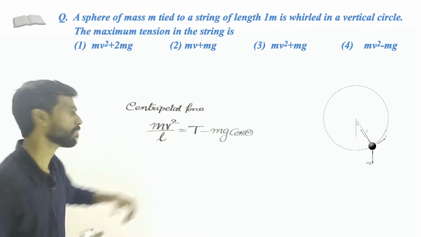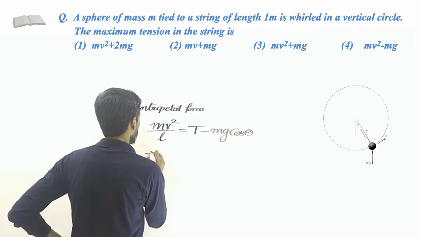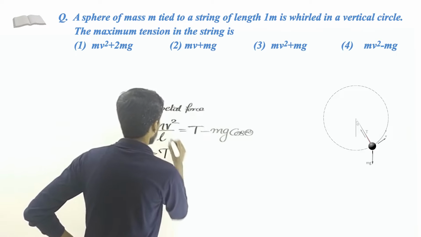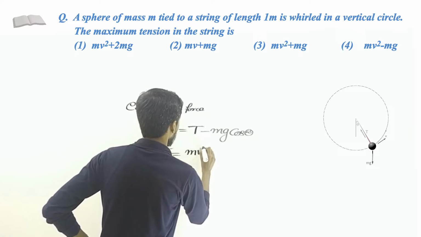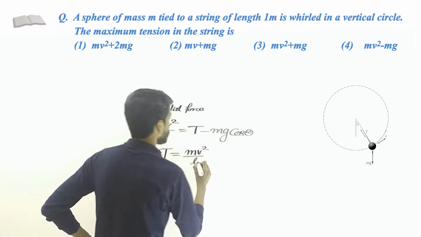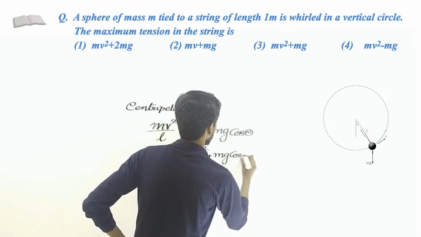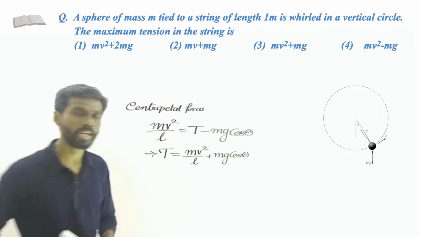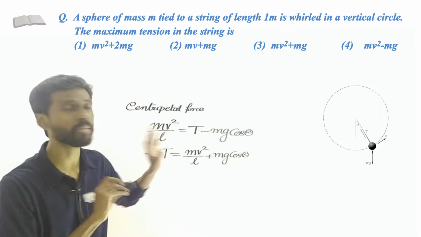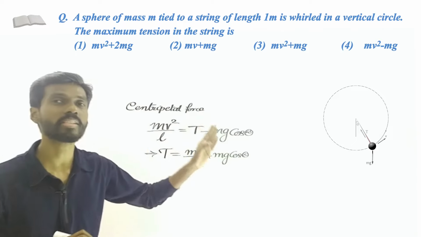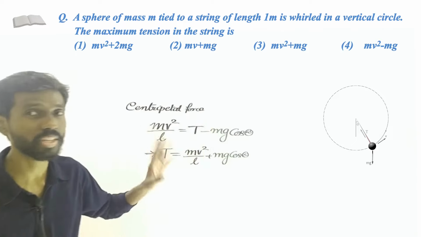From that we can find tension. So the tension is equal to mv square by L plus mg cos theta. So this is the tension at some random point, where the string makes angle theta with the vertical.